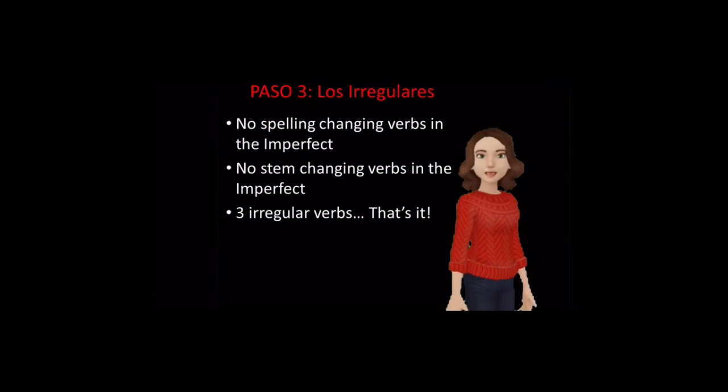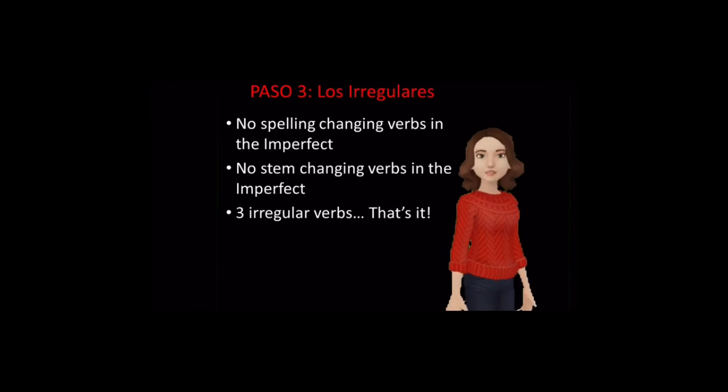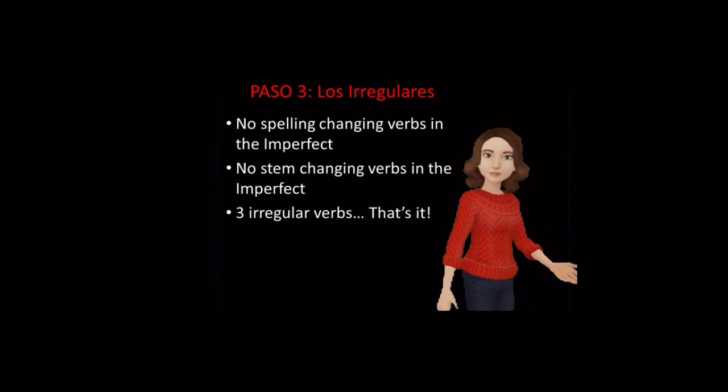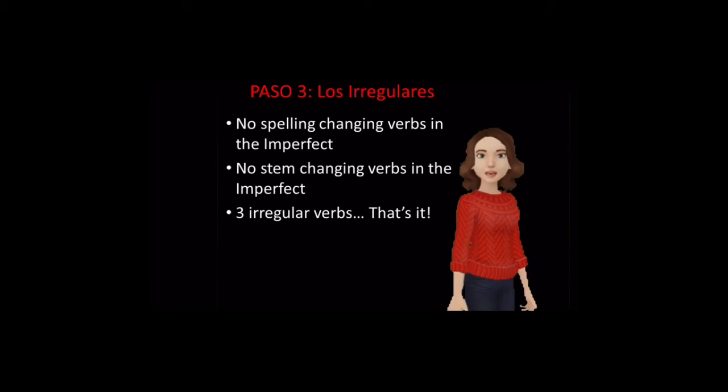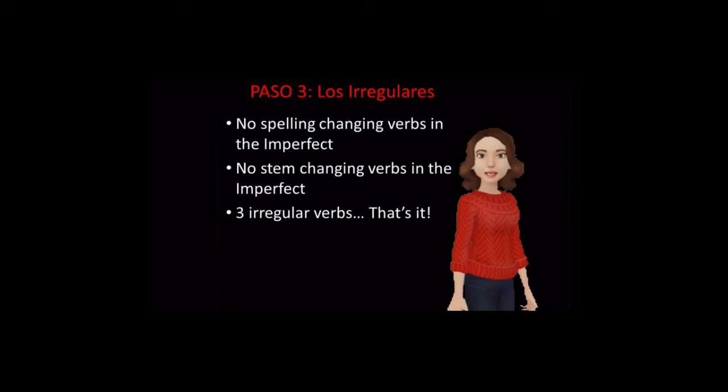Finally, let's look at step number 3, forming our irregular verbs in the imperfect tense. One of the nice things about the imperfect tense is that there are only 3 verbs that are irregular in the entire tense. So even if a verb is irregular in another tense, it will most likely be a regular verb in the imperfect tense. This also means there are no stem changing or spelling changing verbs that need to be memorized. You simply need to remember these 3 verbs.